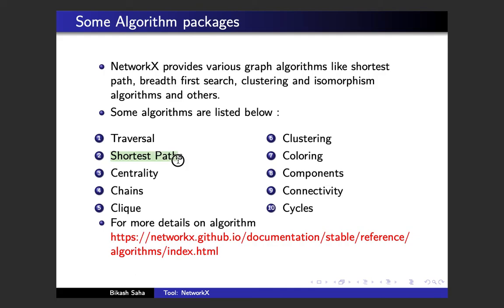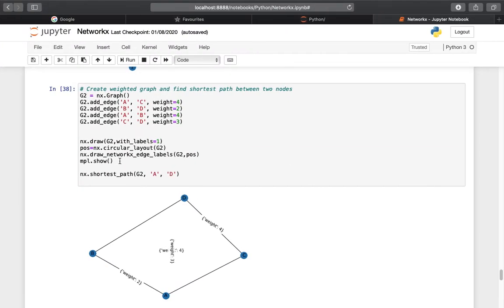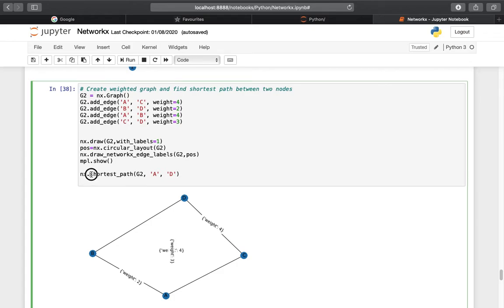So for shortest path there is a package, for centrality there is a package, for chains there is a package, for clique measurement there is a package. For every component, every algorithm, there is a package. For clustering there is a package, for coloring there is a package, and these packages include lots of algorithms. You can just go to this link and check. Here I only discuss one algorithm, that is the shortest path finding algorithm.